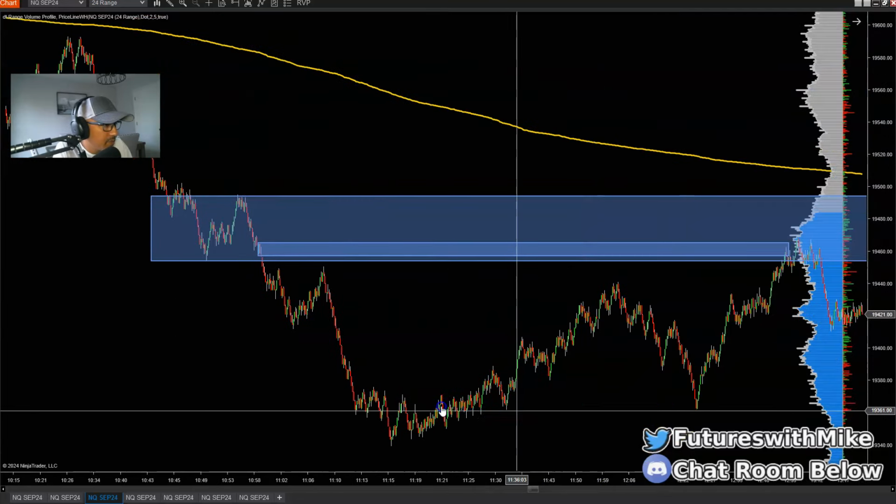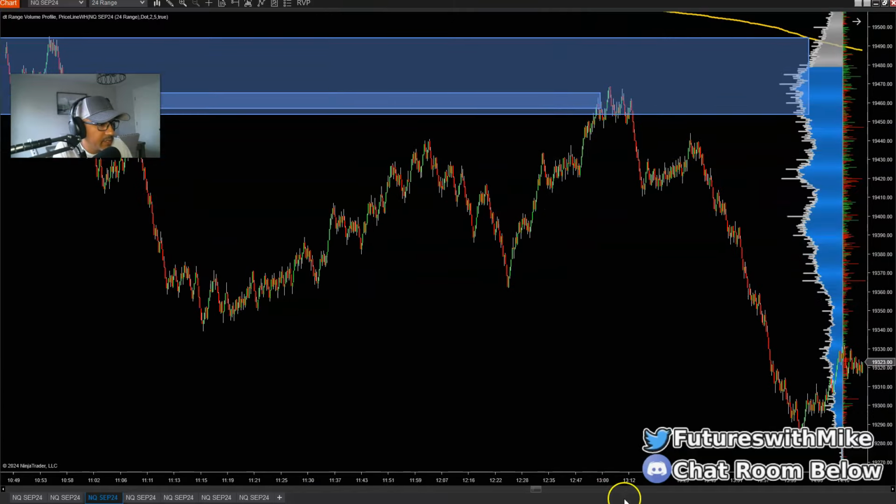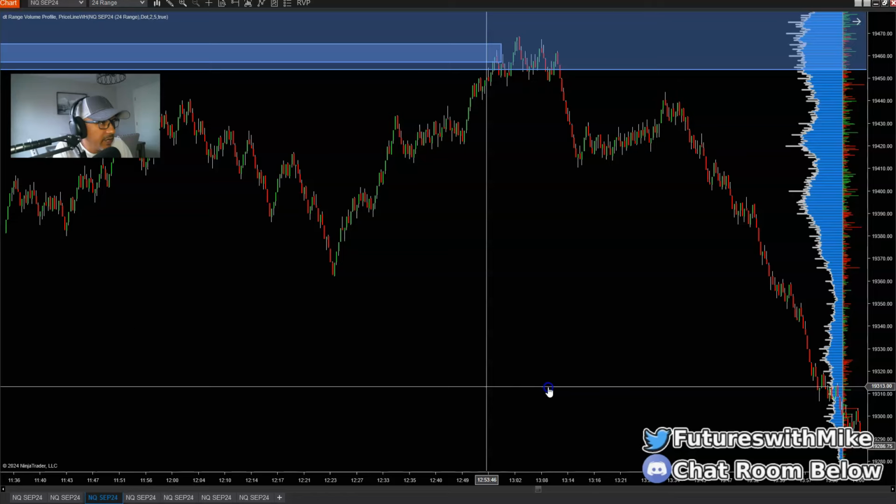Let me make sure 100%. Okay, where does it test it? Okay, so it tests it right here. So we got a zone within a zone. All right, so here it is.